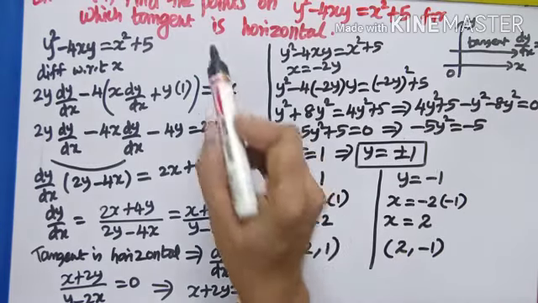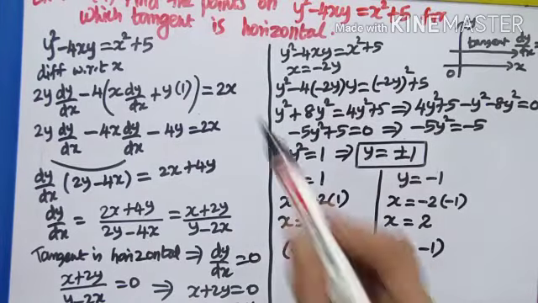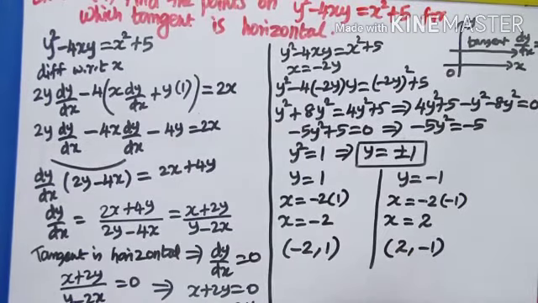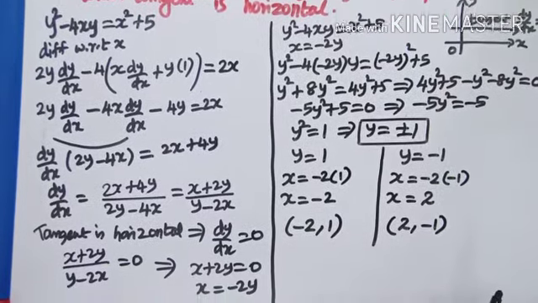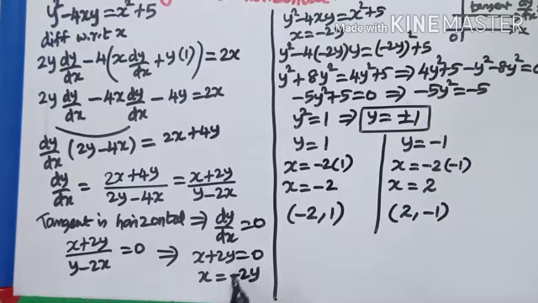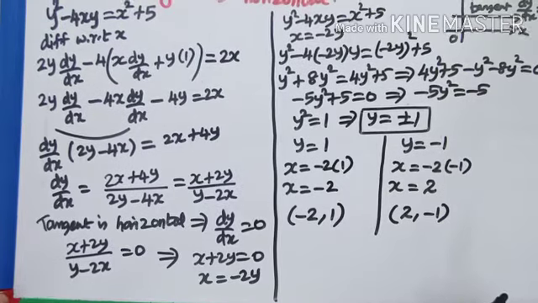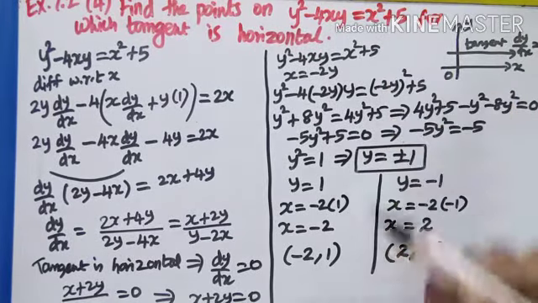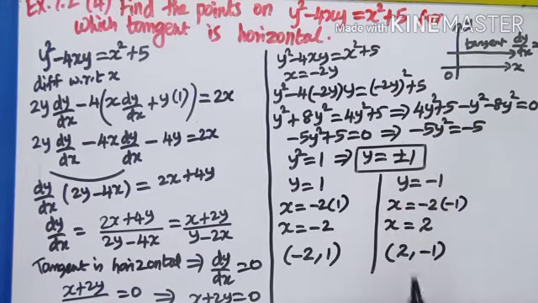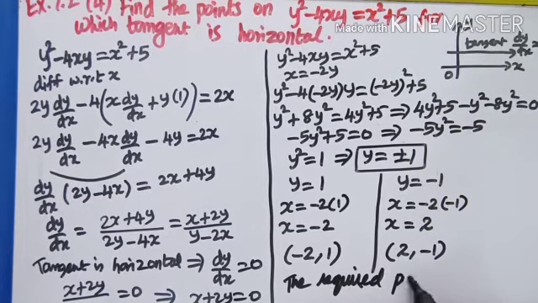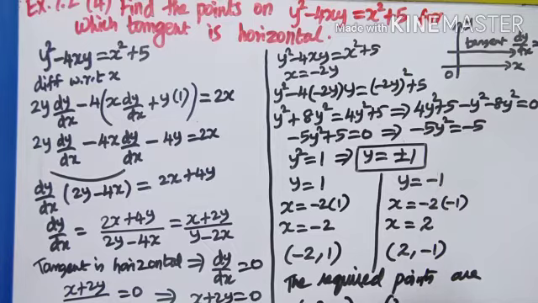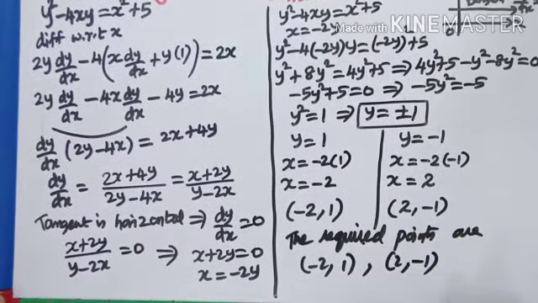So the question is, find the points on the curve. Tangent horizontal tells me dy by dx equals 0. Putting dy by dx 0, we get x as minus 2y. Put x as minus 2y in the equation and we get y is plus or minus 1. When y is 1, find x. When y is minus 1, find x. So the required points are minus 2 comma 1 or 2 comma minus 1, and that is the answer.